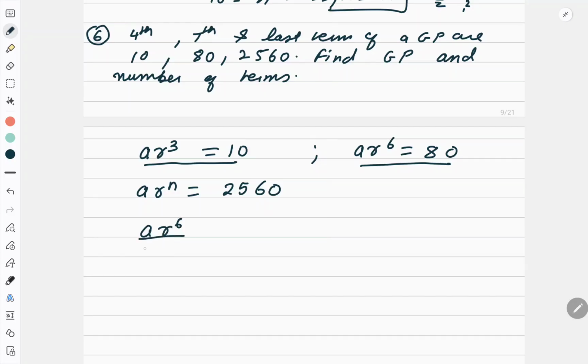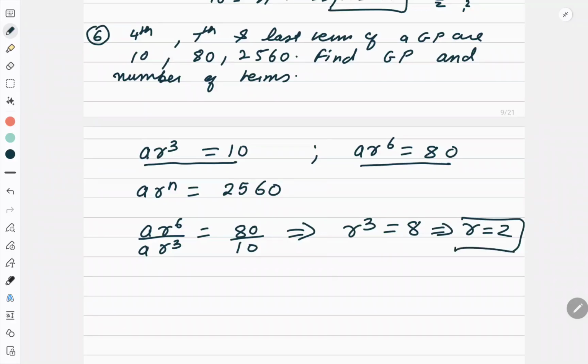AR to the power 6 upon AR cube is equal to 80 by 10. Implies R cube is equal to 8. Implies R is equal to 2. So I got common ratio. Now if I put this common ratio here, I'll get the value of A. Right? So A into 8 is equal to 10.